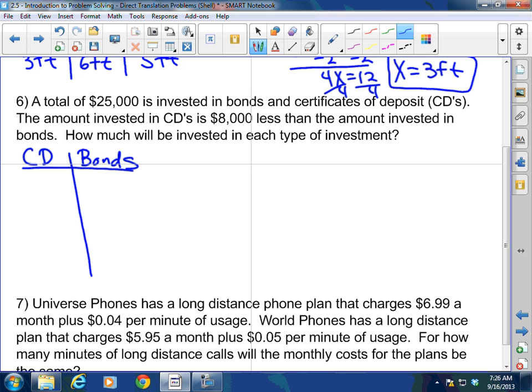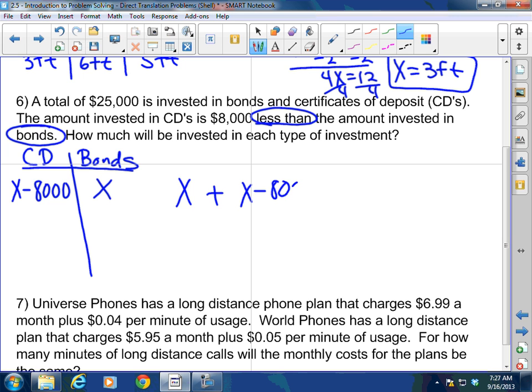Okay, sorry about that. So I have a total of $25,000 invested in bonds and certificates. The amount invested in CDs is $8,000 less than the amount invested in bonds. What do I know nothing about? The second or last variable usually. And yeah, I have no idea anything about bonds. So bonds will be X. But I do know that CDs is $8,000 less than the amount invested in bonds. So less than, remember, we're talking about switch. So X minus 8,000.